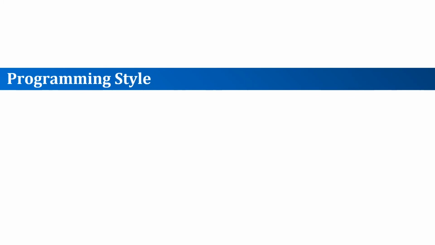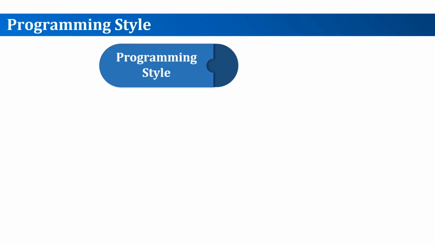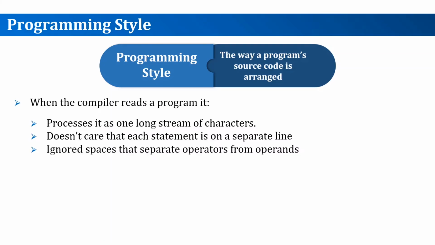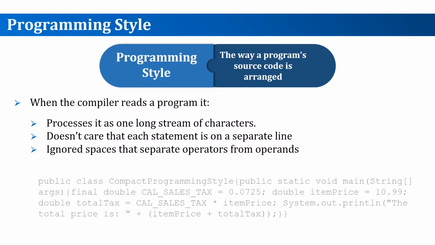In this video, we will learn what we mean by programming style and how to use it to improve your coding style. Programming style refers to the way a program is arranged in the IDE's editor. When a Java compiler starts compiling a program, it treats the whole program as a single line.